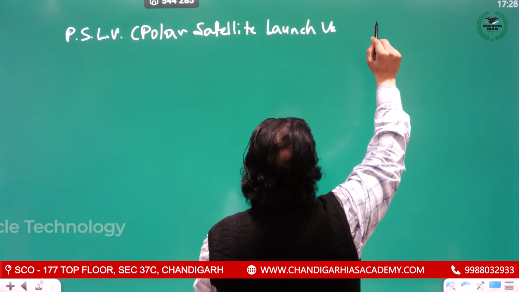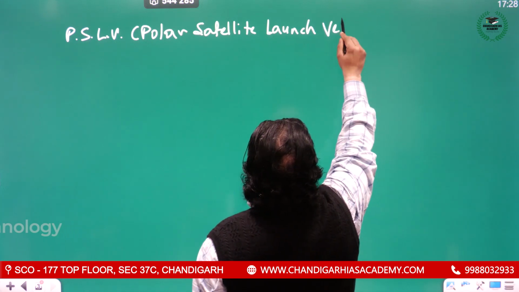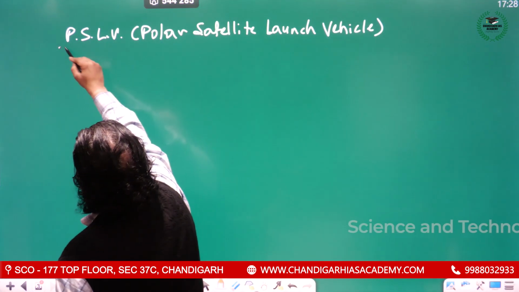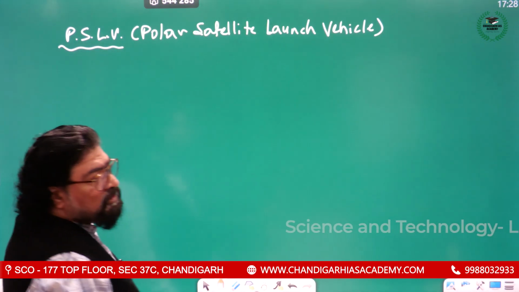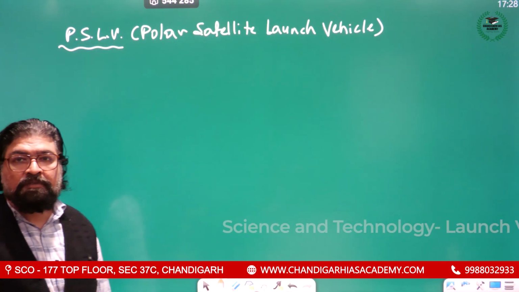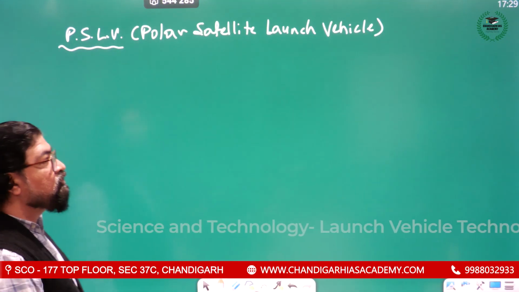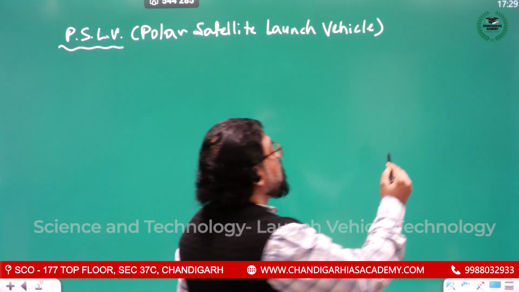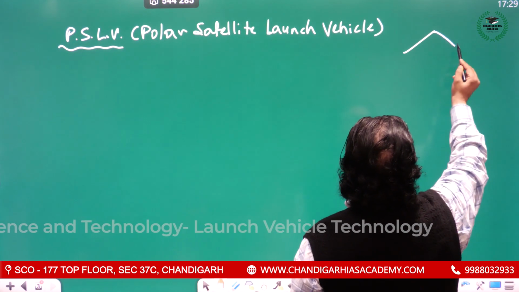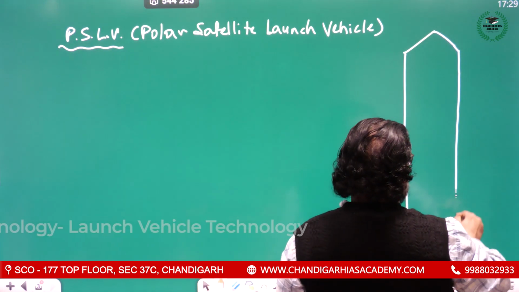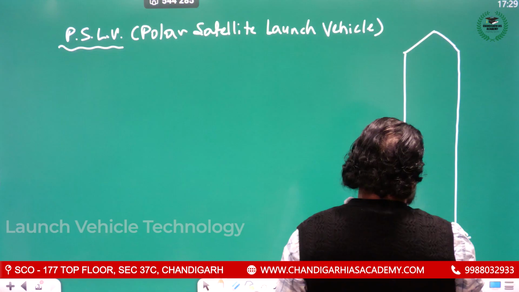Polar Satellite Launch Vehicle. What are the basic features? What is its configuration? Sometimes a short question can be asked about PSLV. If you look at the PSLV design here, I mentioned that it's a 4-stage rocket, with 4 engines.